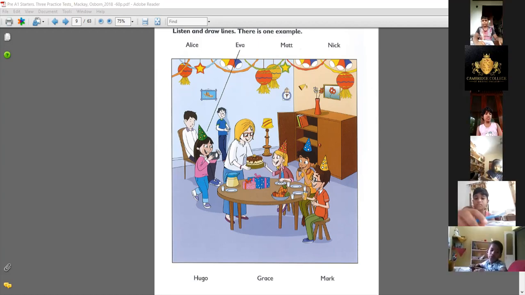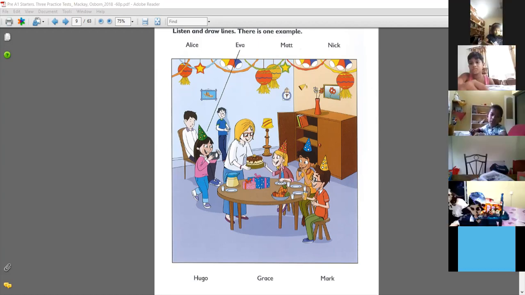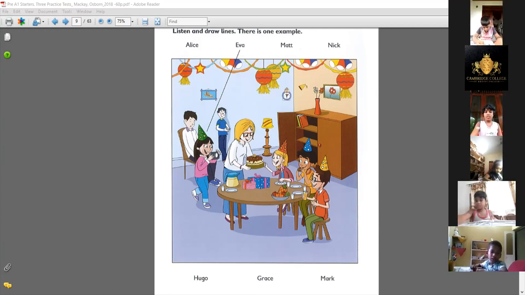So everybody should start on cameras. Everybody turn your cameras on, otherwise I can't monitor you all. This is very important, because this is the way that you want to face for the exam paper. So everybody listen carefully and match the person with the name. Okay, let's start.